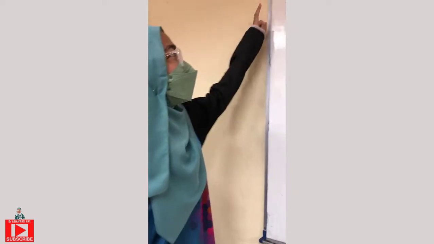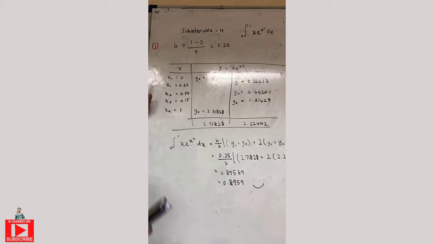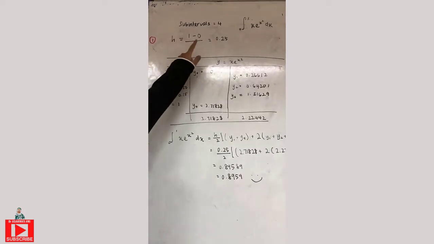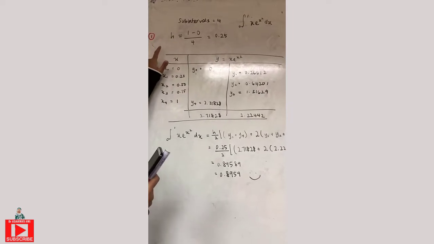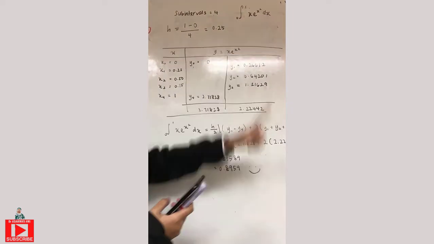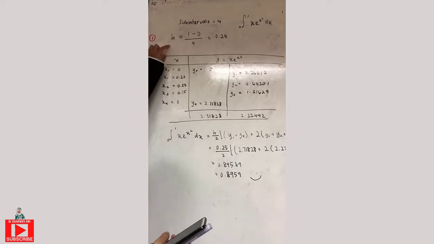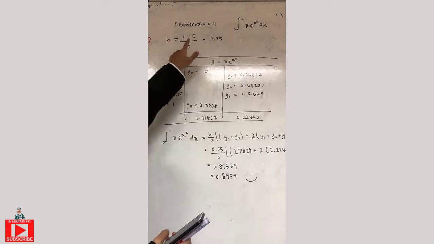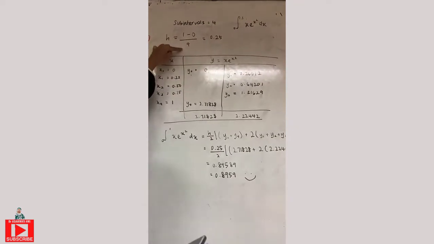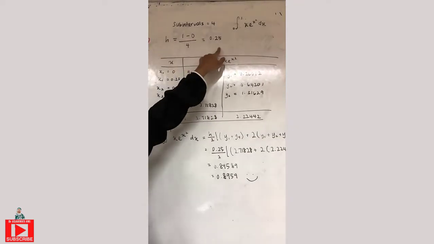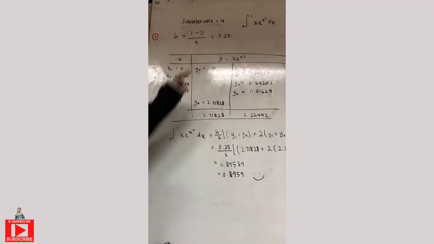Okay, for question 1, use trapezoidal method with 4 sub-intervals. So 4 sub-intervals equals to n equals to 4. So this is the function, the question. So we find the h first. Formula dia (b minus a) over n. So b minus a over n, n is 4. So we got 0.25.